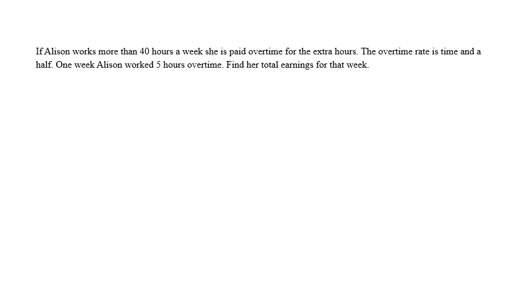So if Allison works more than 40 hours in a week, she's paid overtime for the extra hours. Her overtime rate is time and a half. So it's 1.5 times her regular rate of $12.50 per hour. So 1 week Allison worked 5 hours overtime. Find her total earnings for that week.